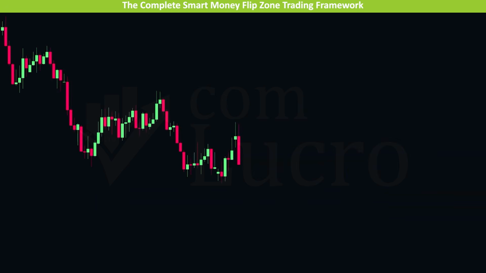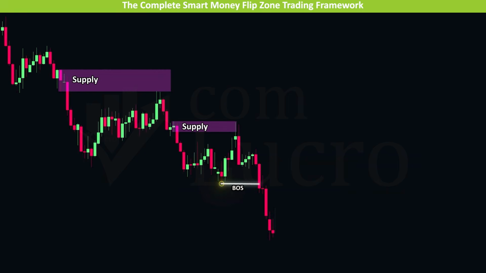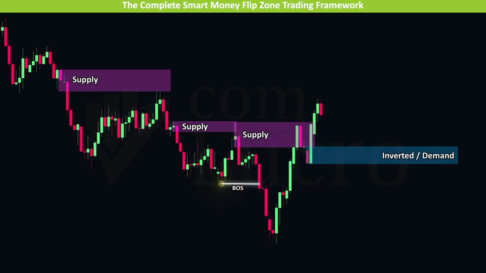Imagine the market is in a downtrend, with supply clearly in control. Price breaks structure to the downside and forms a new supply zone. After that, price pulls back into this zone and attempts to continue lower, but it fails to break the previous low. At that moment, demand starts to step in. Price changes direction, breaks structure to the upside, and continues moving higher. This is a textbook example of a flip zone.